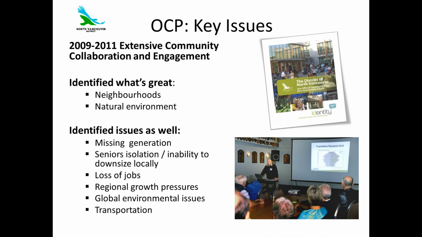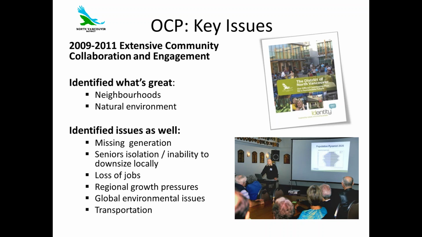But the OCP obviously also identified some key issues and things that really we needed to urgently address. One of them was the missing generation of people between the ages of around 25 and 40. And a lot of those folks would be folks with young families. And really, they were just missing. They weren't here. And the main reason for that is just there were no places that they could afford to live. So the district is about 80% single-family homes and only 20% multifamily. And those single-family homes obviously are very expensive. So families just couldn't afford to live here.